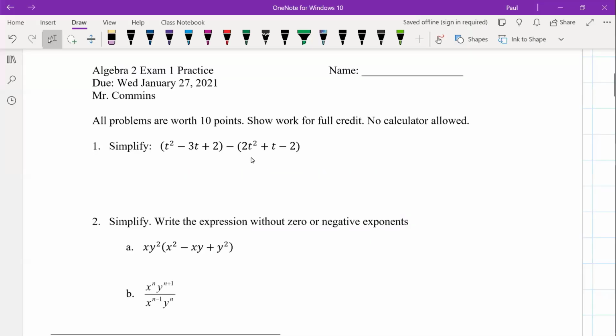Or negative x. And you're looking at the practice test, right, Sam? Yeah. All right, who's got one? I do. Go. 2t squared minus 3t plus 2.